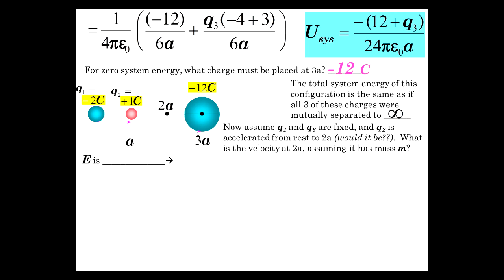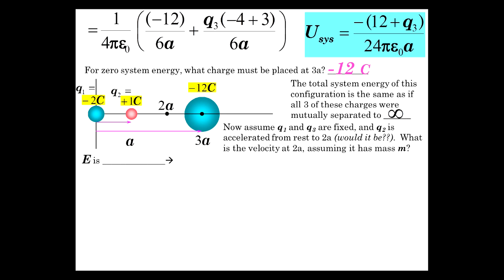Now let's assume that Q1 and Q3 are fixed. So these two are fixed, and we're going to let this 1 Coulomb charge move between them. In fact, we're going to let it accelerate from A to 2A. Now, will it do that? Well, to answer the question, let's see. This is half the distance of this. So this double distance means the electric field is quartered from that double distance. So this charge would have to be 4 times as big as this charge to have the same effect. Well, it's 6 times as big. So in fact, 1 Coulomb, it really would accelerate toward the -12.